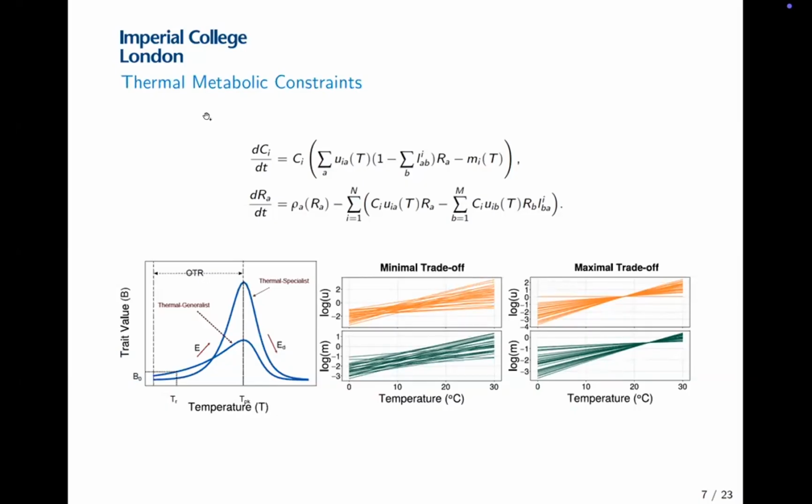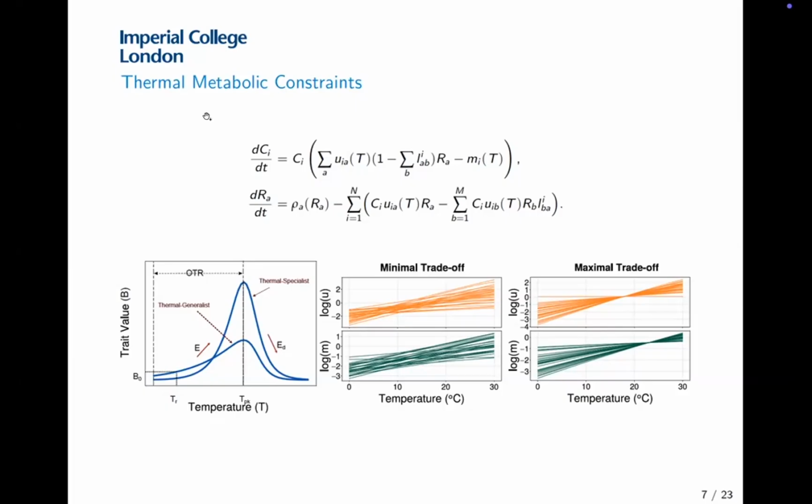Here E is the activation energy, and T peak is the peak performance temperature. We also included a trade-off between E and B0, which are the activation energy and normalization constant. With this trade-off, we introduce a trade-off between thermal generalists and thermal specialists. Thermal generalists normally perform quite similarly across a wider temperature range, and thermal specialists perform relatively better, but only in a very narrow temperature range. And this trade-off is quantified by a negative covariance between B0 and E.